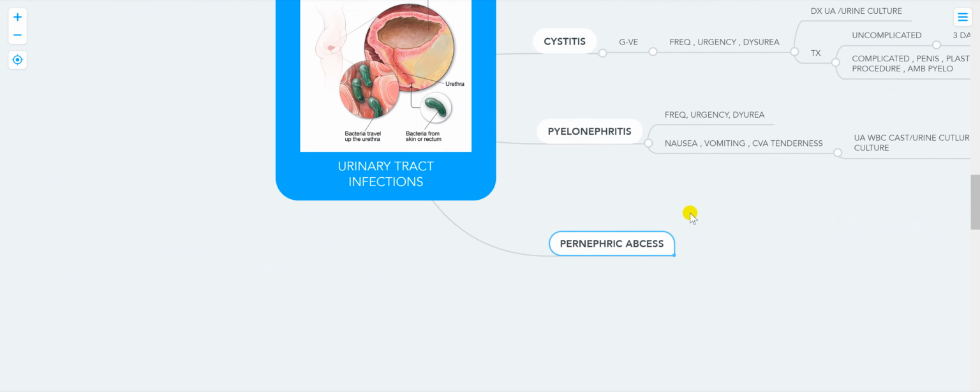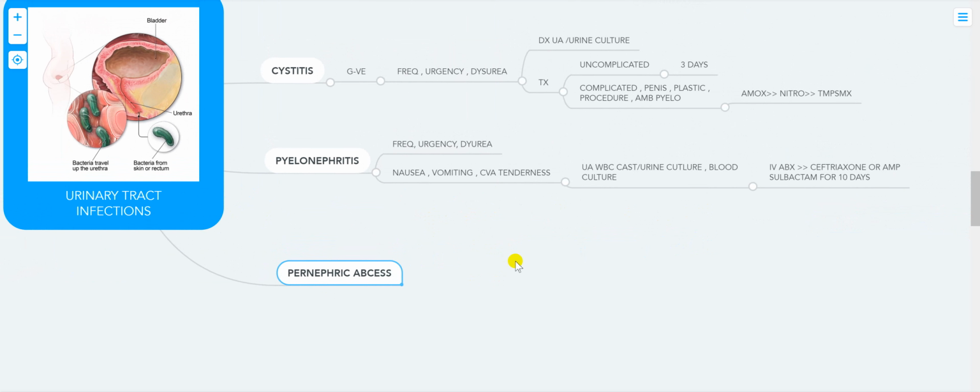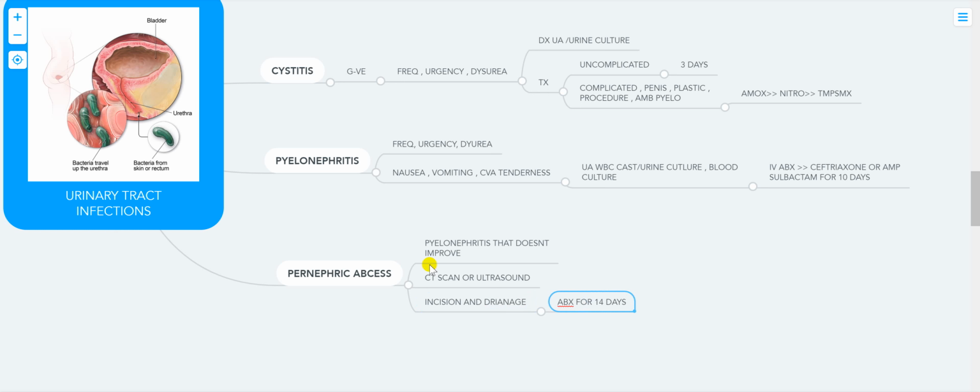How about perinephric abscess? How do we treat that? Usually a walled-off kidney infection. So it's pyelonephritis that doesn't improve, doesn't get better. What do you do for that? You do CT scan or ultrasound. And then you do incision and drainage plus antibiotics for 14 days.